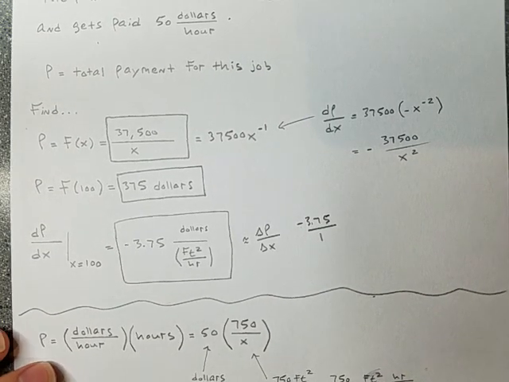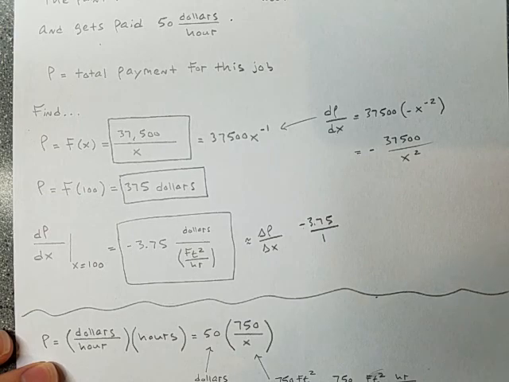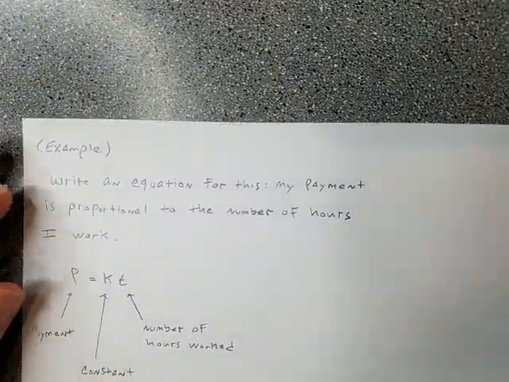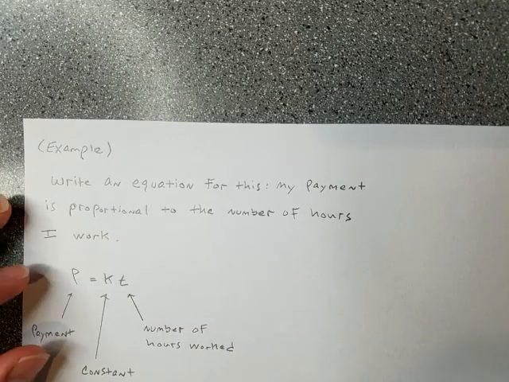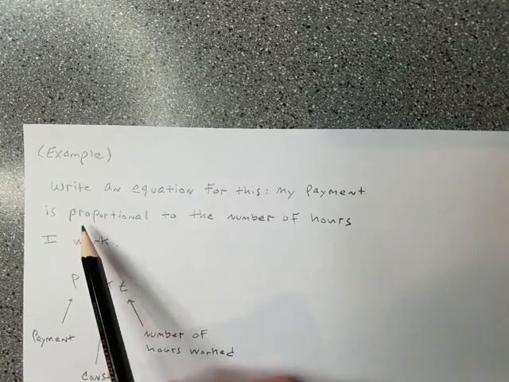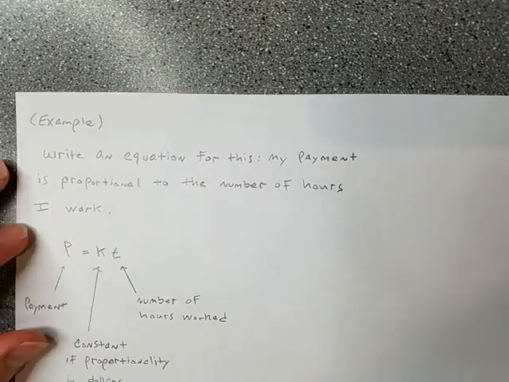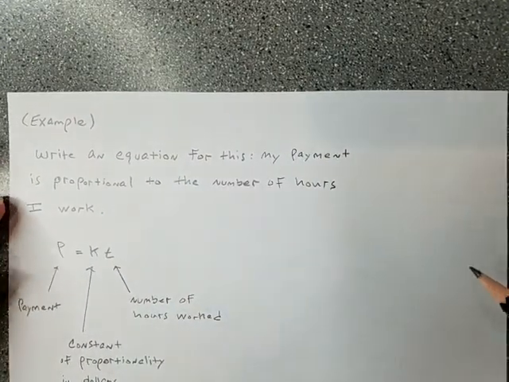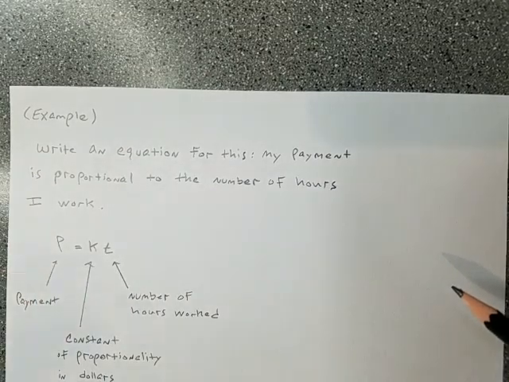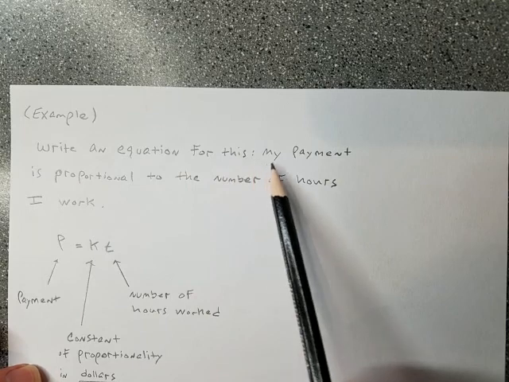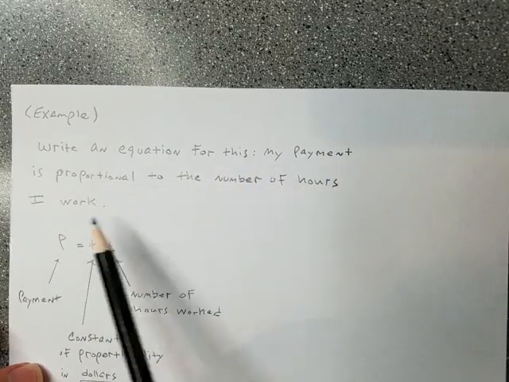Let's look at I think 3 more, 2 that are fairly easy, and then 1 that's more involved. There's something that comes up in the assignment that I wanted to talk about, and it's what it means for something to be proportional to another thing. I thought I could jump off the last example. So can you write an equation for this scenario? My payment is proportional to the number of hours I work.